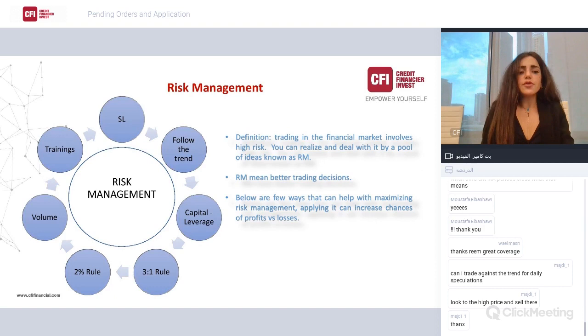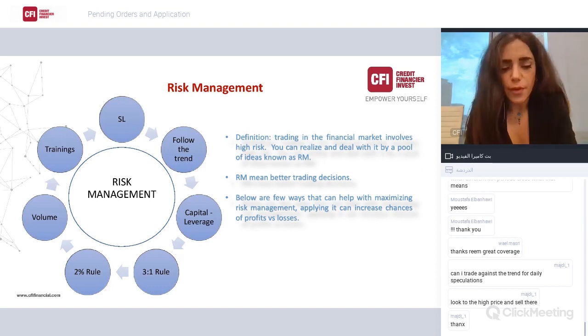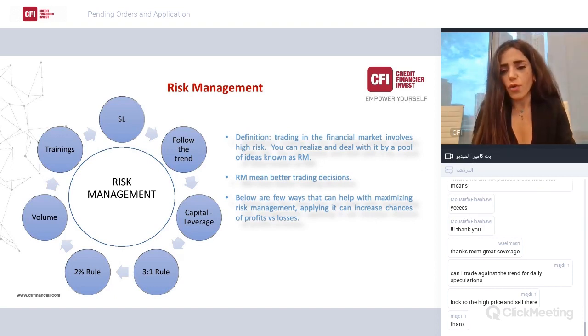Now, the 3-to-1 rule. The 3-to-1 rule. I have mentioned a while ago to always double the profit against the losses. Let's say if you want to go 10 points loss, make your profits 20. Okay? This is a 2-to-1. You can go for 3-to-1. How can you do that?